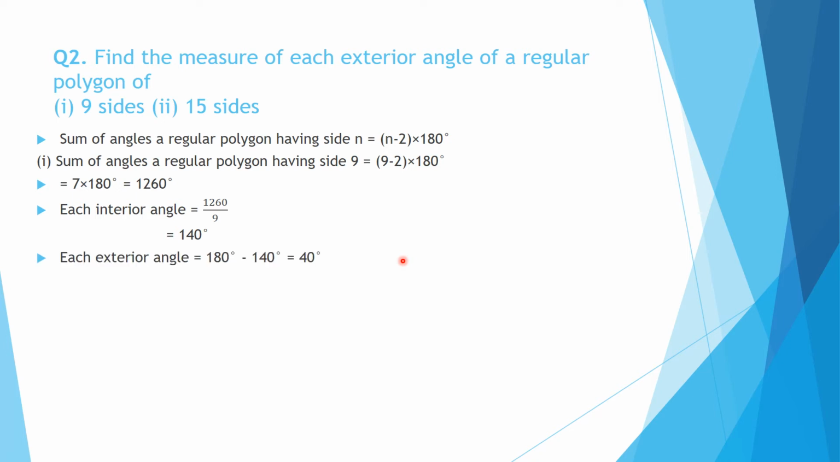But in the question he has asked us the exterior angle. So whatever interior angle we are forming, that interior angle plus its exterior angle are forming a linear pair. So for finding that exterior angle, we will subtract it from 180 degrees. So each exterior angle of a 9-sided figure is 180 minus 140, that is 40.